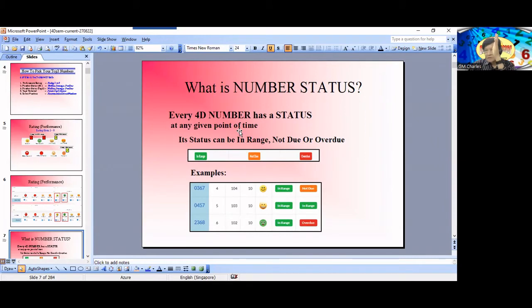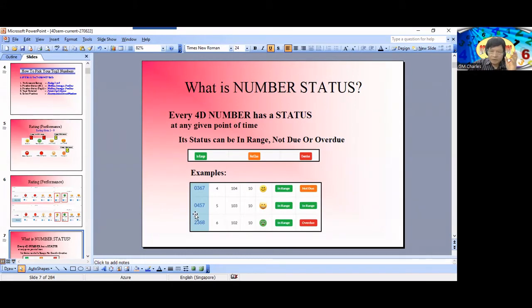That means, let's say, for example, you take this number 0367. At this point of time, the rating is 5. The status is in range. Then this is for all prices. Here, not due is for top 3. It means all prices in range, top 3, not due. You understand? The second one is always top 3. The first one is in range.